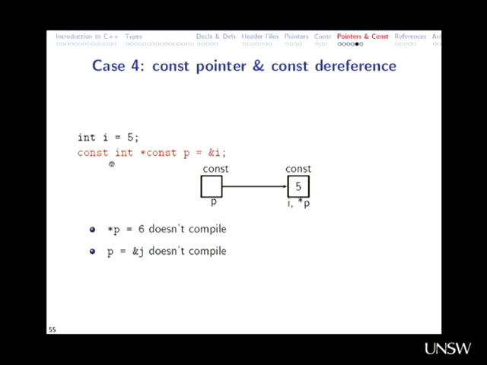And finally, if both of these things are constant, so it's a constant pointer to a constant int, we can't do a dereference change and we can't do an address change. Okay, as you can probably expect. Okay? 4 cases. It'll take you some time to wrap your head around them. Go take a look at them later on. Okay?